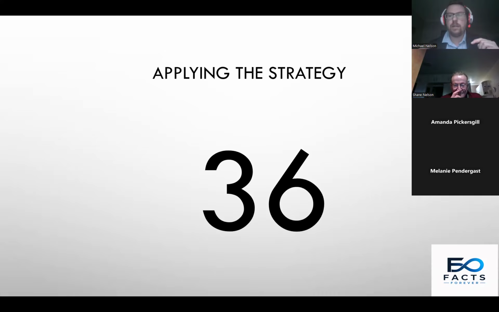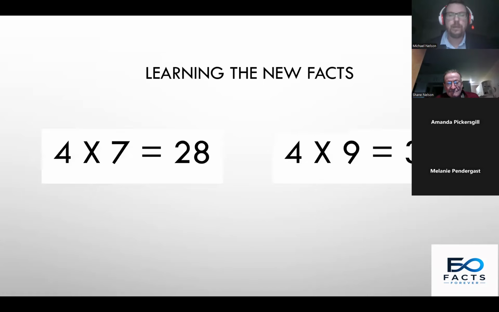Now, if they're not accurate, I'm going back. We're doing it again and again. If they're still not accurate, we're going back to strategy instruction. So it's a very circular process in that you can see where we're building to and where we're coming from. So now we're transitioning from a strategy to recall.